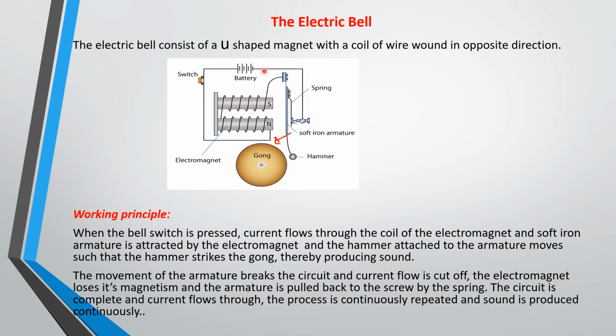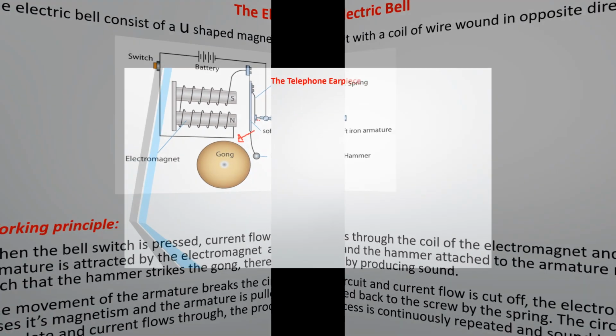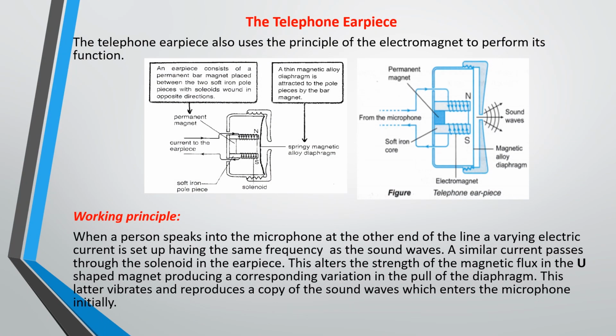Alright, so that is the working principle of the electric bell. If you are able to draw this and explain a little of it, you are okay, but it is good that you understand what happens. So the electric bell works with the principle of electromagnetism. Another instrument that works with this principle of electromagnetism is the telephone earpiece.